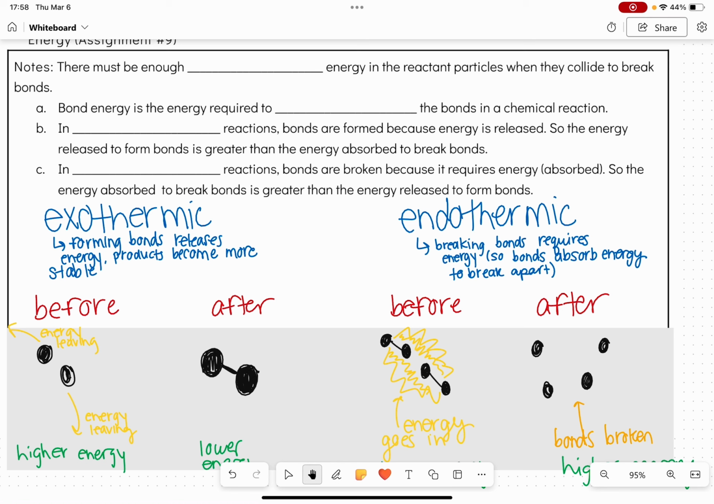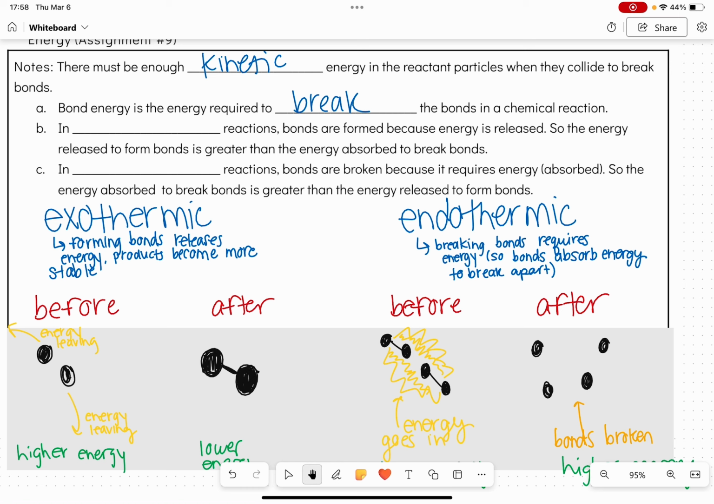So there must be enough kinetic energy in the reactant particles when they collide to break bonds. So bond energy is the energy required to break the bonds in a chemical reaction. Now we know that there are two different types of chemical reactions. We have endothermic and exothermic.